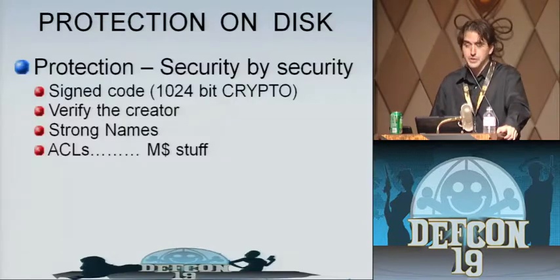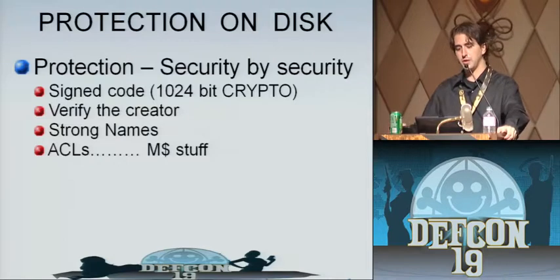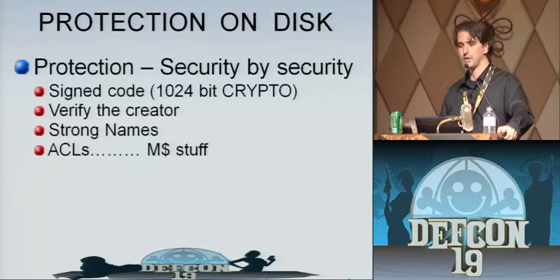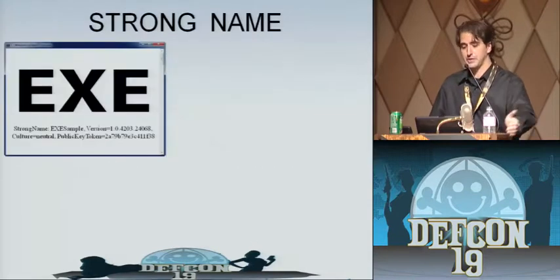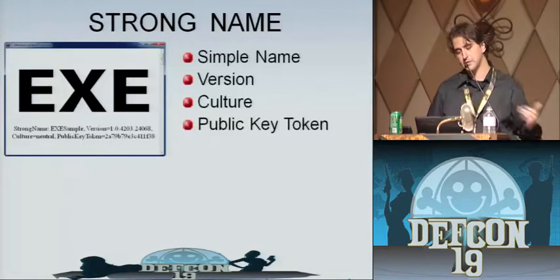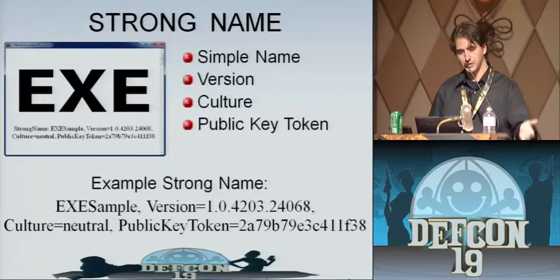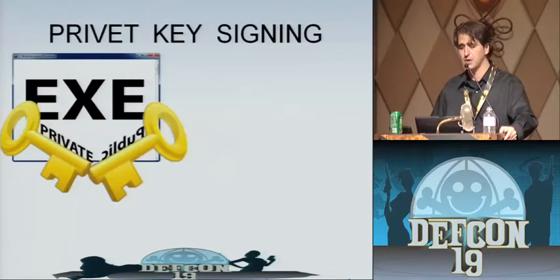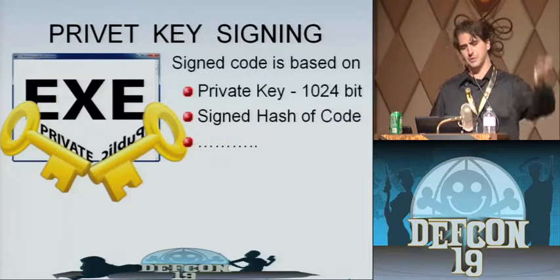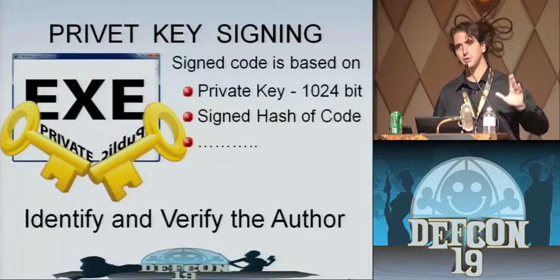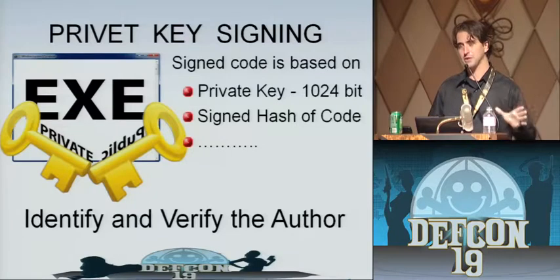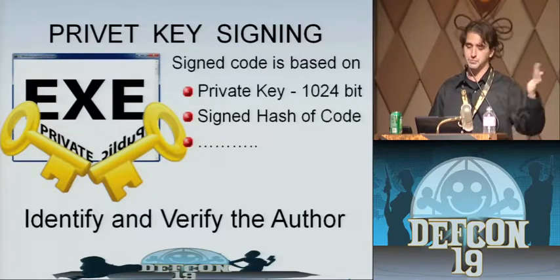There's security by signing. There's signed crypto code that Microsoft has put on your applications that can verify the creator, strong names, blah, blah, blah. This shuts down tampering. This is a strong name. This is what it's constructed out of. If you actually don't know this stuff and you want to. Private key signing, 1024-bit crypto. This is impossible to break. It guarantees you that your author is the only person that has made the modifications to the blah, blah, blah.